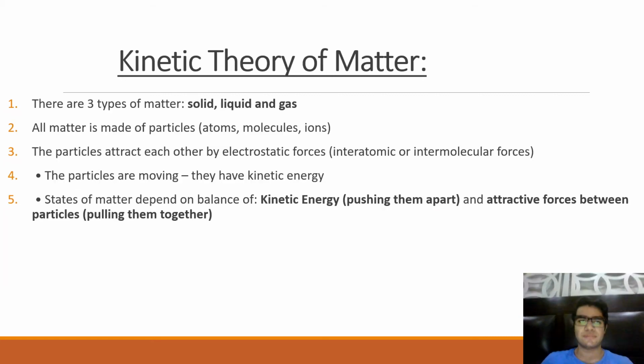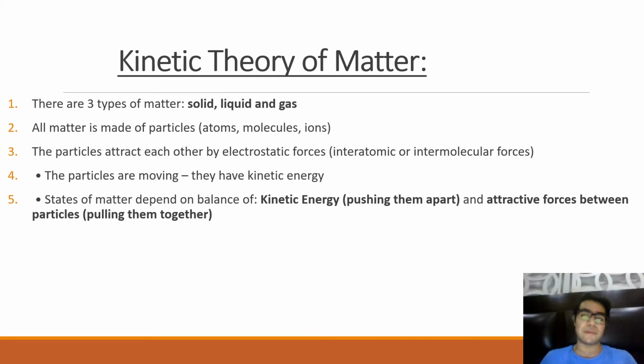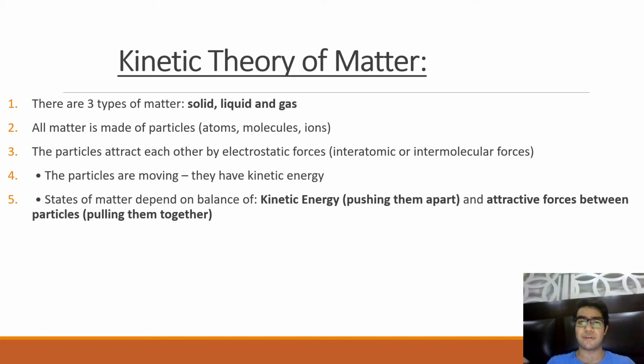Okay. Now let's look at the famous theory, which is the kinetic theory of matter. So as you guys probably know, there are three types of matter: solid, liquid, and gas. There's a fourth type as well. It's called plasma, but you don't need to know it at this stage. You only need to know three main types: solid, liquid, gas. And all matter is made up of particles, and particles could be atoms, molecules, or ions.